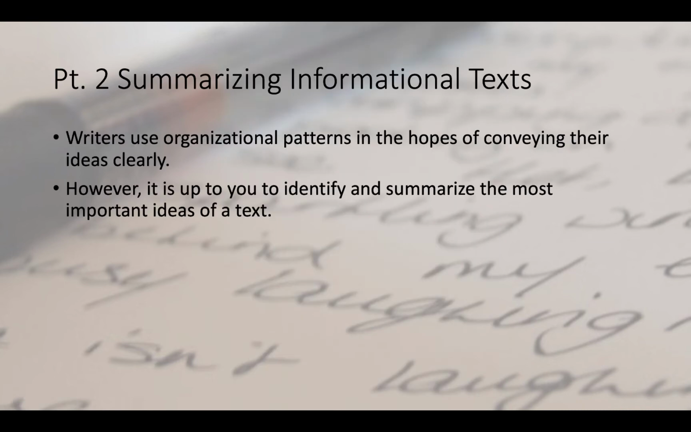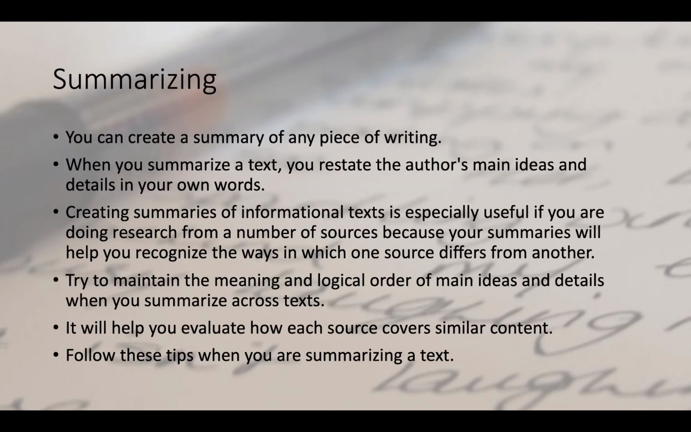Okay, so let's move on to summarizing informational texts. Writers use organizational patterns in the hopes of conveying their ideas clearly. However, it's up to you to identify and summarize the most important parts of a text. You can create a summary of any piece of writing, and you do that with your novel notes. When you summarize a text, you restate the author's main ideas and details in your own words. Creating summaries of informational texts is especially useful if you're doing research from a number of sources, because your summaries will help you recognize the ways in which one source differs from another.